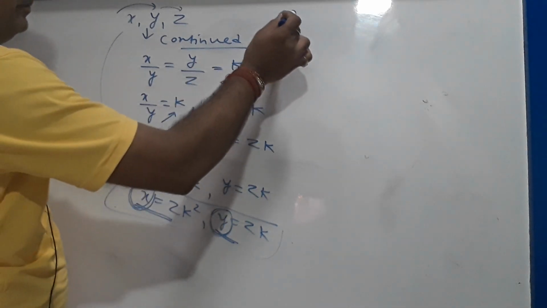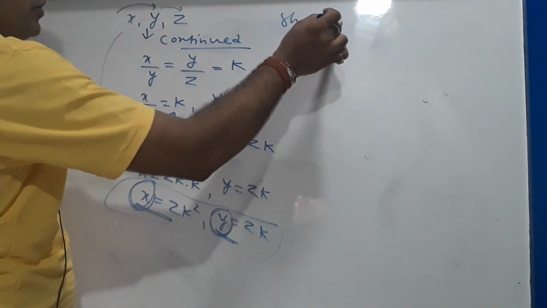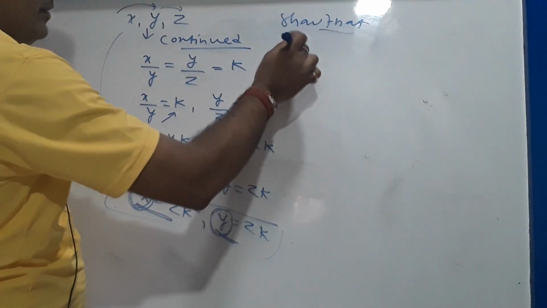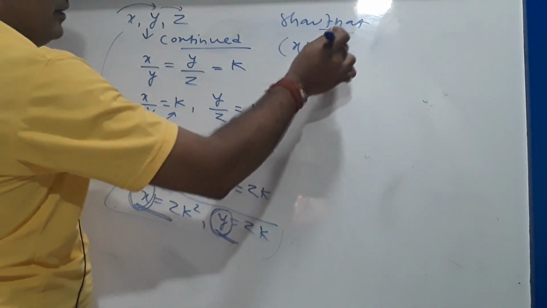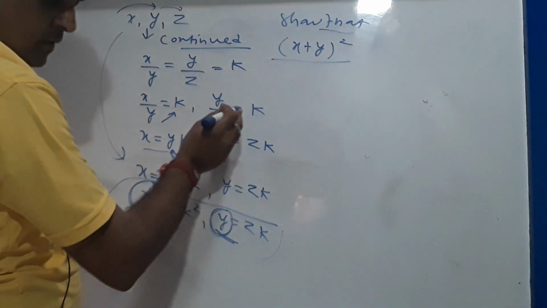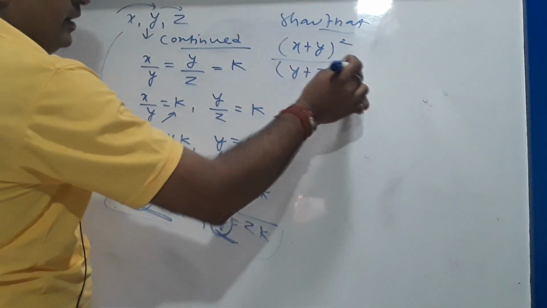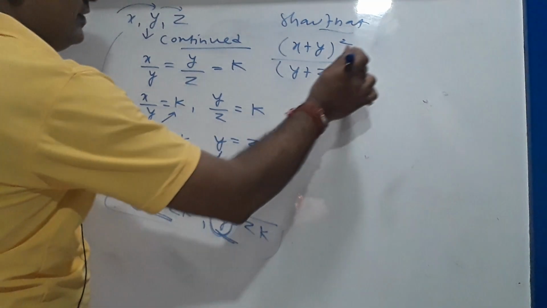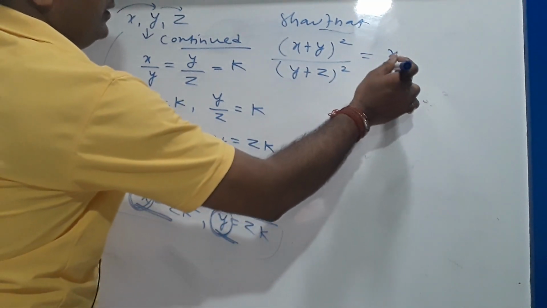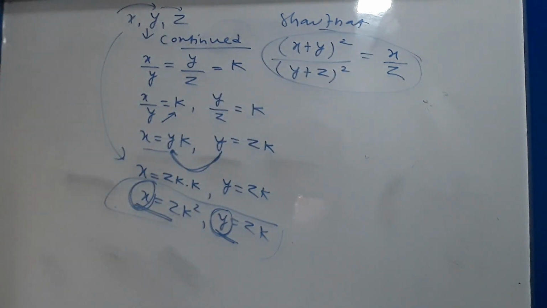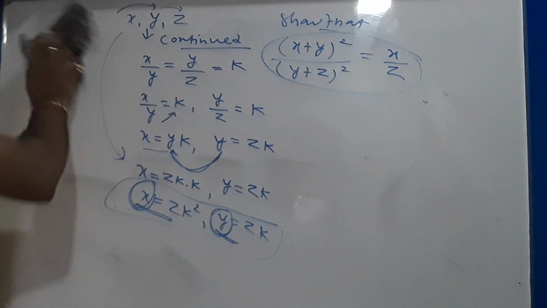Let us see the question. Show that (X plus Y) square upon (Y plus Z) square is X upon Z. Correct? Is X upon Z.